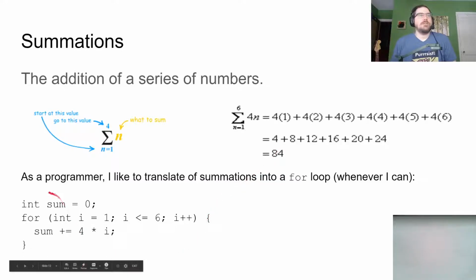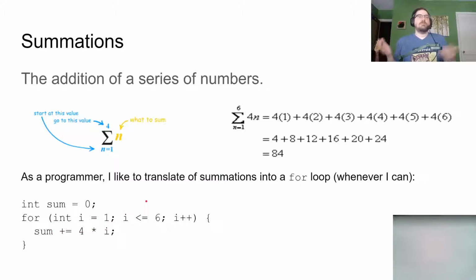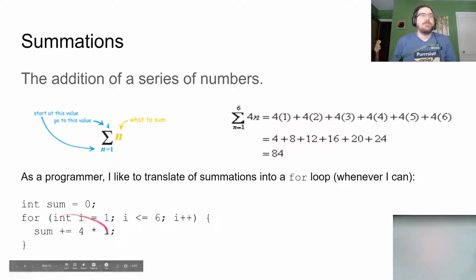So if we look here at this loop, we're just making a sum variable, and we're starting from 1 to 6, which means that we're doing this one on the right here. And we're saying from 1 to 6, just add to the sum 4 times i. That's it. That's all these scary things are, right? And so whatever's in this little what-to-sum spot is what's going to be on the right side of this plus equals. That's it. That's all there is to it. It's not actually that bad.